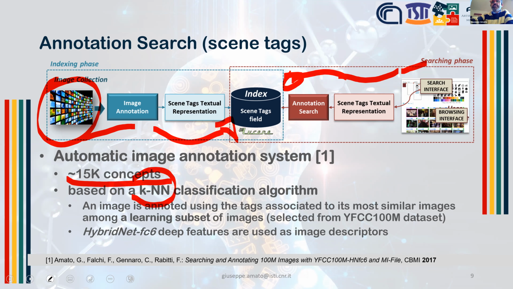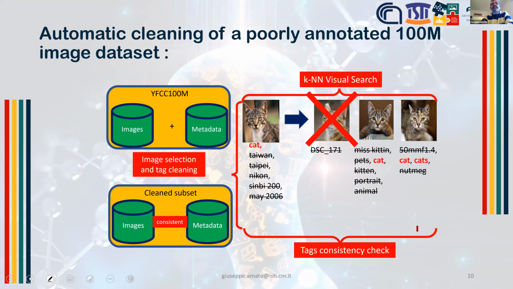The dataset which we used to search for the k nearest neighbors, the k nearest images to the keyframe, is a subset, or let's say a cleaned subset, of the Yahoo Flickr Creative Commons 100 million dataset. The Yahoo Flickr Creative Commons 100 million contains images and associated metadata. The problem is that typically the associated metadata are noisy.